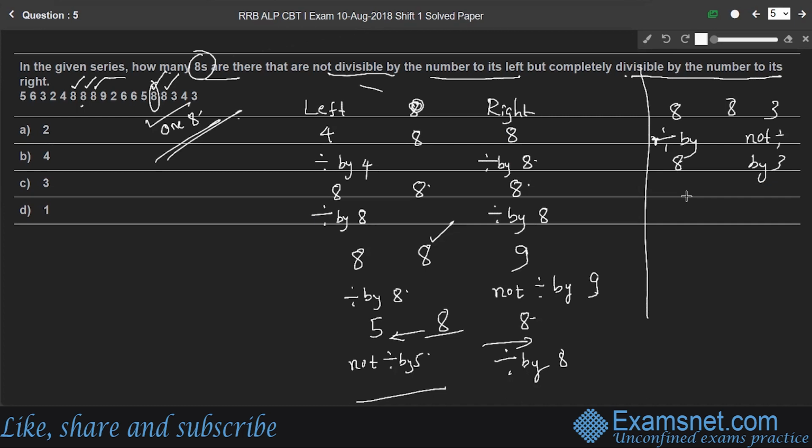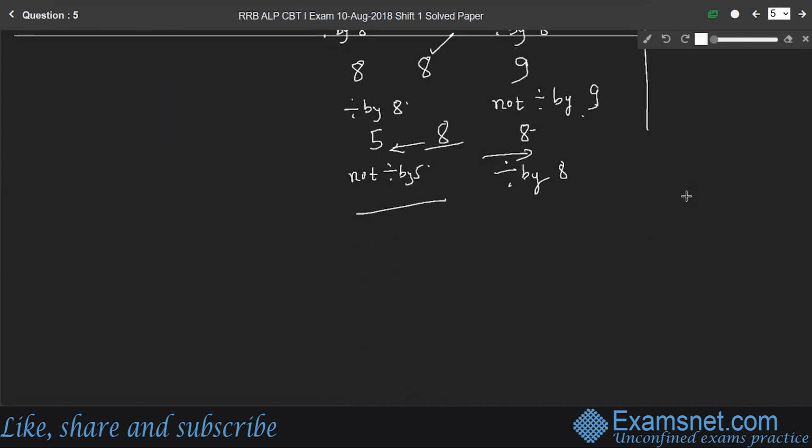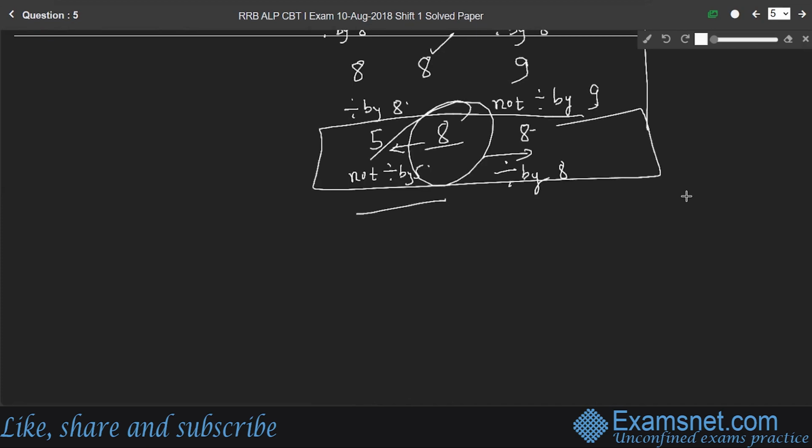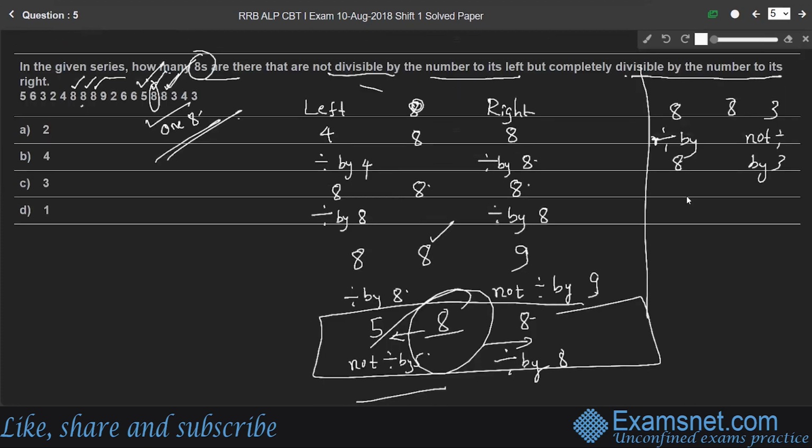right? Which is not divisible by the number to its left, which is 5, but divisible by the number to its right, which is 8, right? So this condition, this case, right? So this middle 8 is the only 8, right? Therefore, we have one such 8. Option D is the right answer.